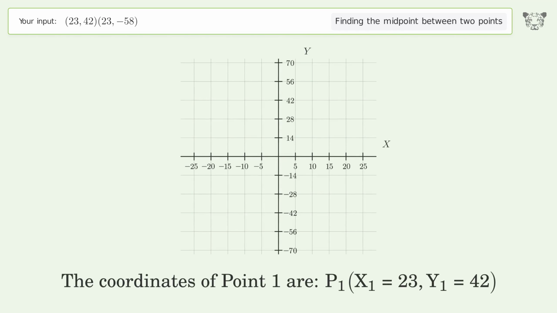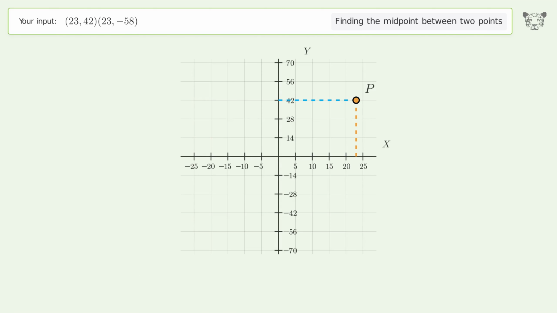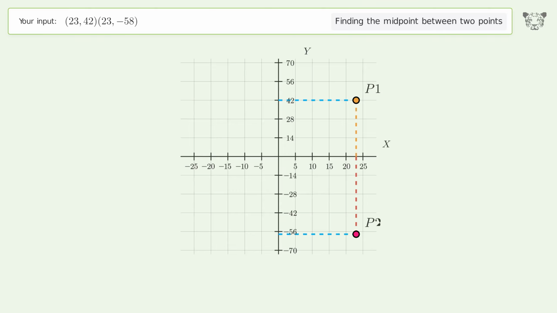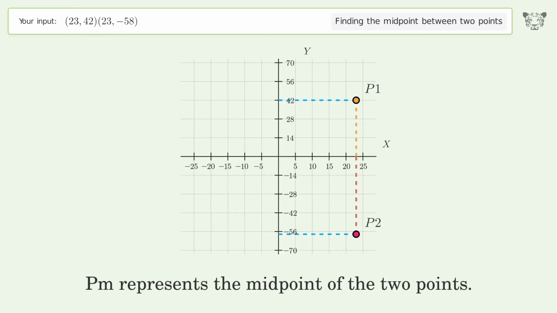The coordinates of point 1 are x1 equals 23, y1 equals 42. The coordinates of point 2 are x2 equals 23, y2 equals -58. PM represents the midpoint of the 2 points.